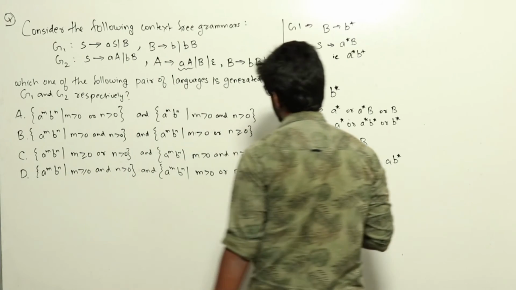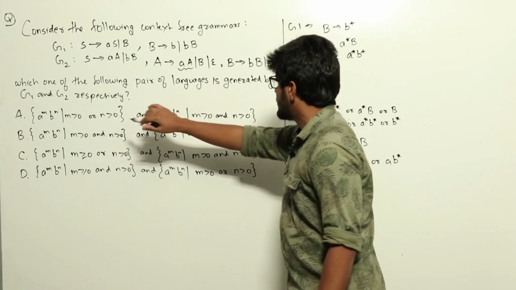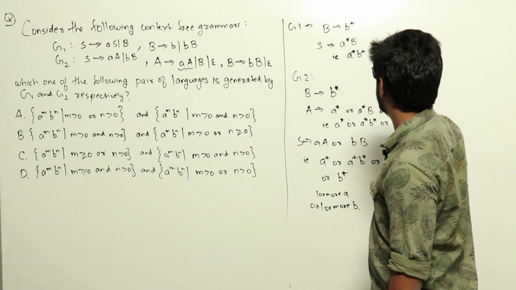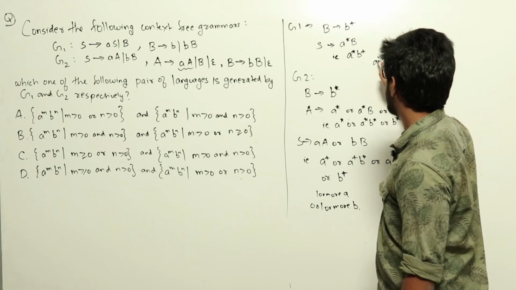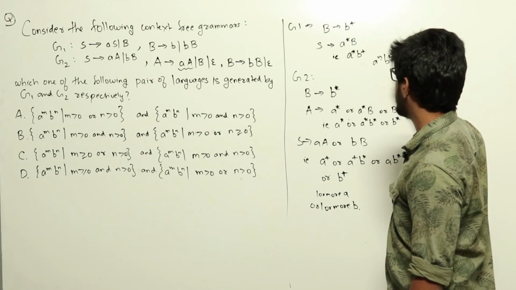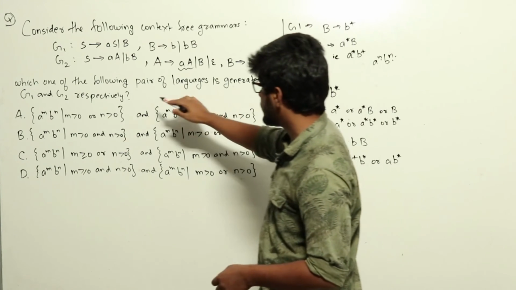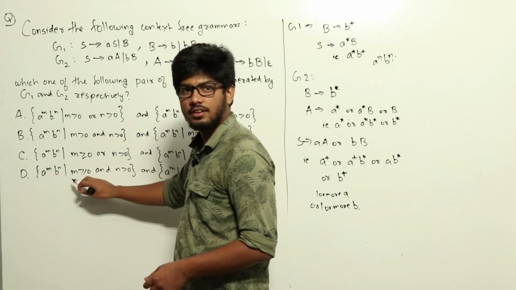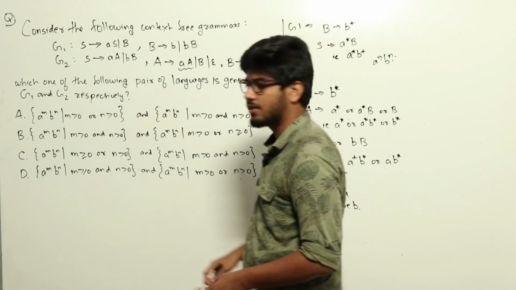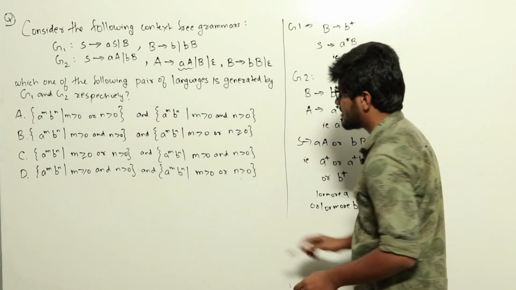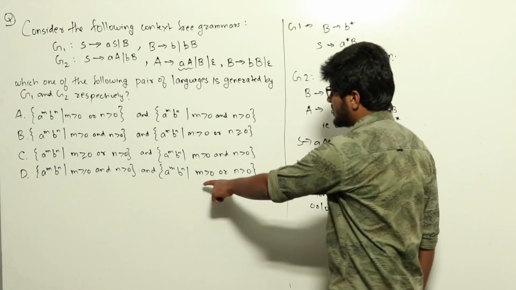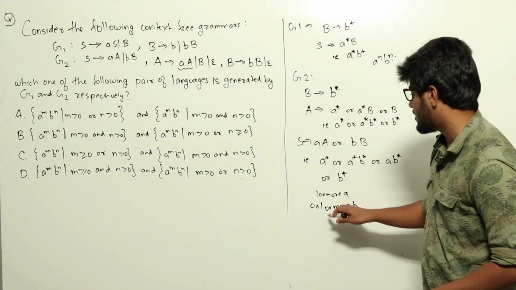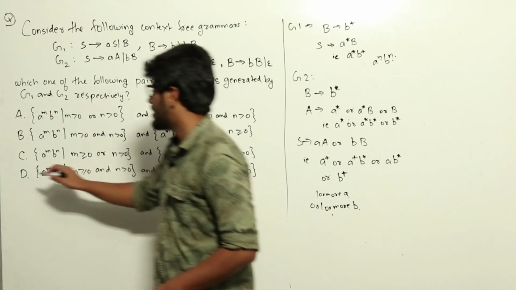Now we look at the options here. This was a star b plus, that is a power m b power n, where m is greater than or equal to 0 and n is greater than 0. Now if you look at the options, option D captures it correctly. a power m b power n, m is greater than or equal to 0 and n is greater than 0. Now we look at the second part for G2 as well. a power m b power n, where m is greater than 0 or n is greater than 0. That is one or more a's or one or more b's, which is what I have written here. So option D is the right answer for this question.